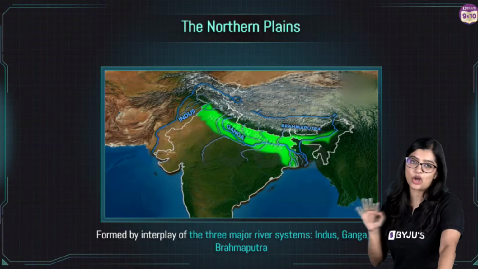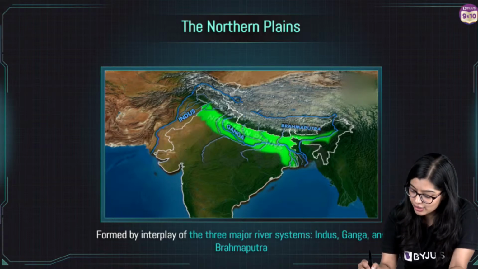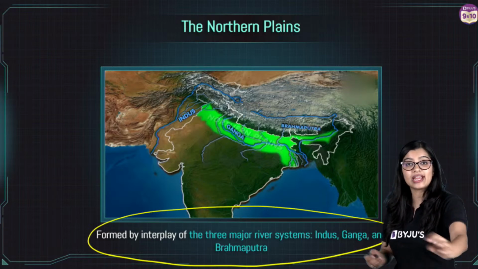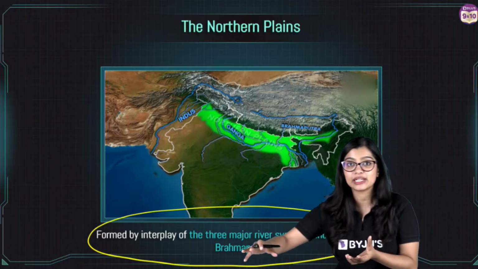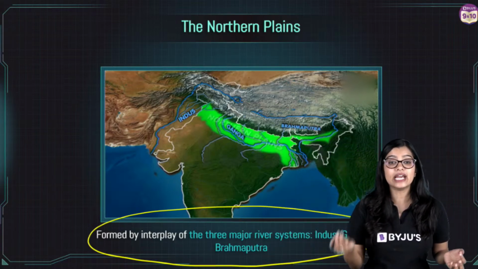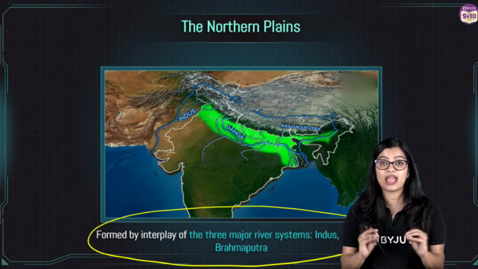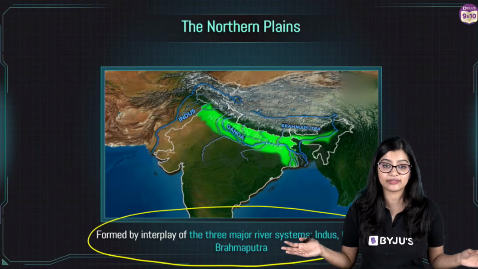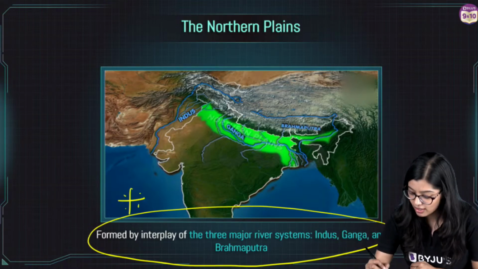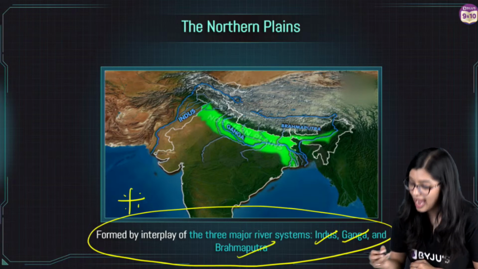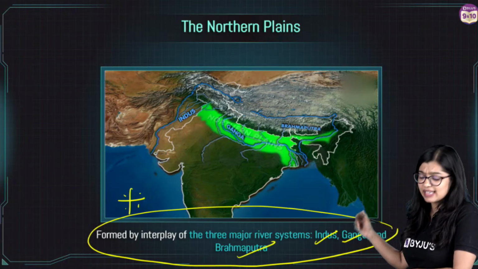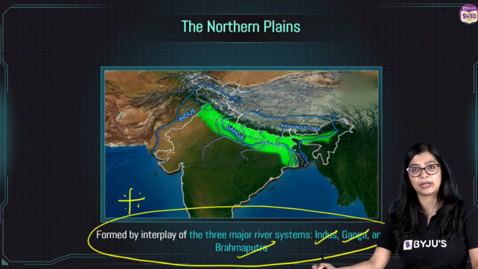Now, how is the northern plains formed? Now we see that the northern plains are formed with the help of 3 river systems. So I told you, right? Because we know that in the plain regions, the rivers bring in a lot of sediments and it makes the land fertile. Here, the interplay of these 3 rivers is what helps in its formation. So here we have Indus, Ganga and Brahmaputra. As you can see, these are the 3 rivers that are coming into the picture.